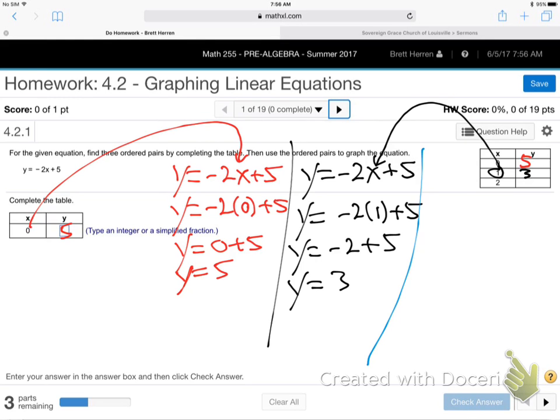All right. Well, let's do the third part. y equals minus 2x plus 5. So what are we going to do for the third one? What are we going to plug in this time? 2. Now it's 2 for x.